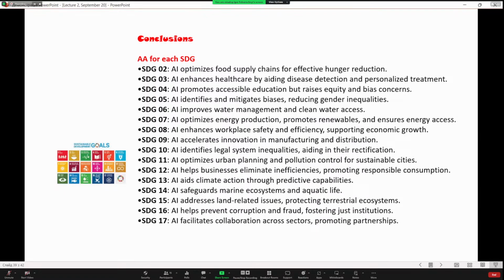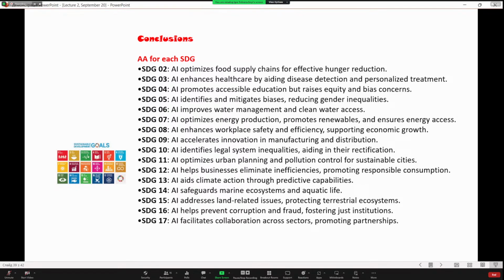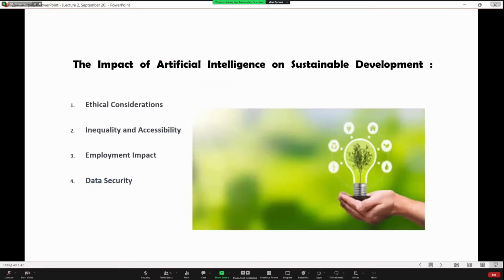So, in conclusion, I'd like to remind you what was just mentioned. We mentioned number 2 about food supply chains and effective hunger reduction. Number 3, about healthcare. Number 4, the aim to promote effective education. Number 5, to identify and reduce gender inequalities. Number 6, about water management and water access. Number 7, how to optimize energy production. Number 8, about safety and efficiency supporting economic growth. Number 9, and many others.